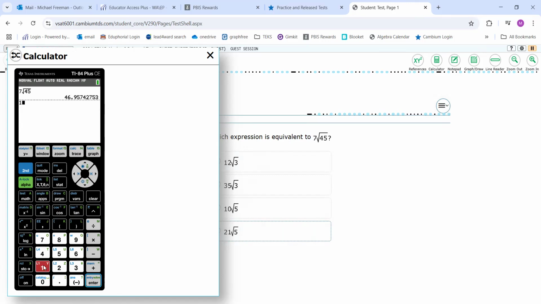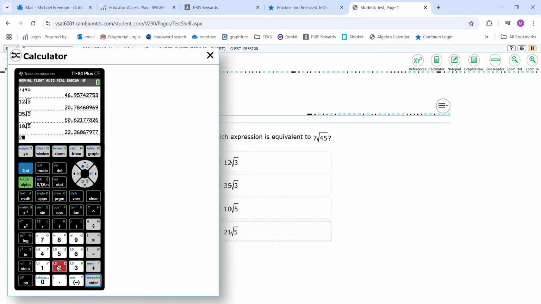So if I type in 12 square root of 3, well, obviously not the same. 35 square root 3. Again, not the same. So I'll type in 10 square root of 5. I hit second and then x squared, because that's where our little square root is, but it's in blue. So I get the blue button first, 5, and I get 20. None of these are the same number. So I know it's got to be the last one.